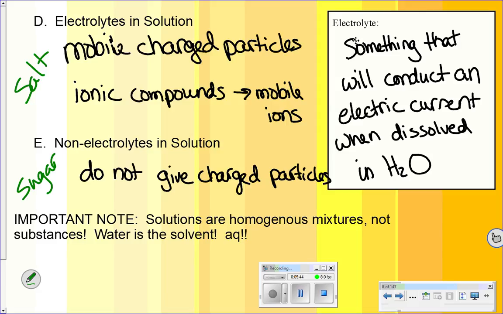An important note, remember, solutions are homogeneous mixtures, not substances. They're a mixture because you always have water there with something else, so that is two separate things.